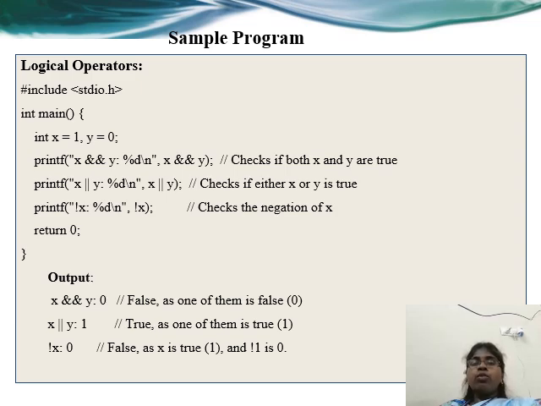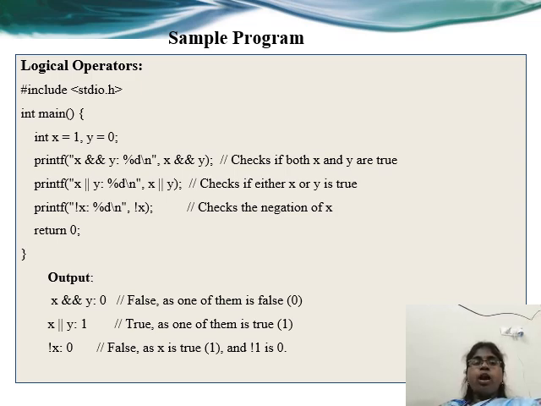It checks if both x and y are true or false. Then the printf statement for x or y, with %d and \n. It checks whether either x or y is true. Next printf statement is not x, with %d and \n; not x checks the negation of x. Then return 0. It indicates the given program is completed, intimating the compiler, and the closing bracket.